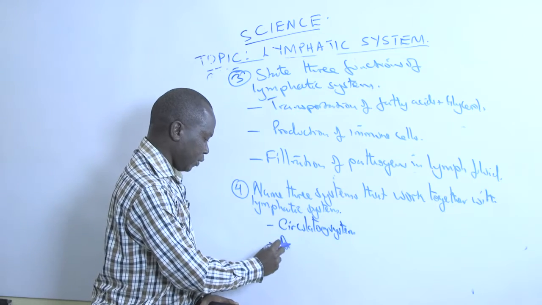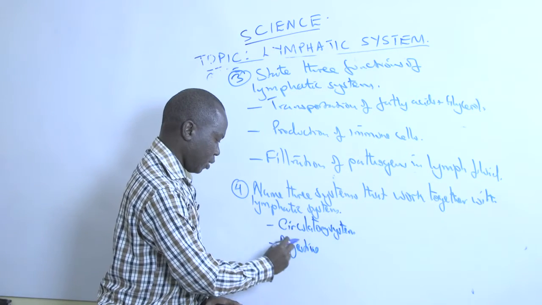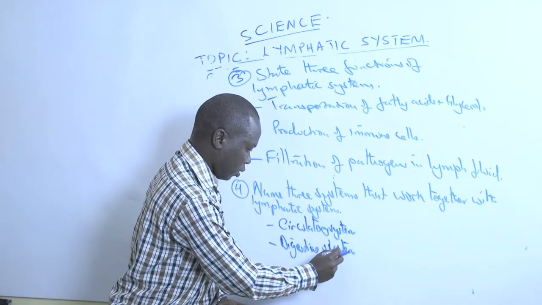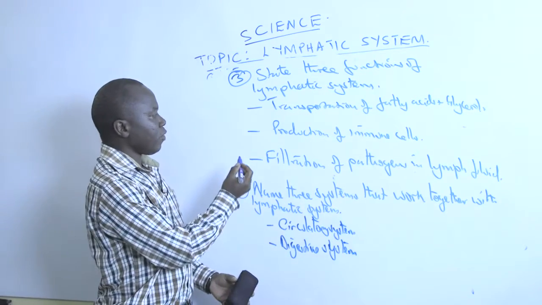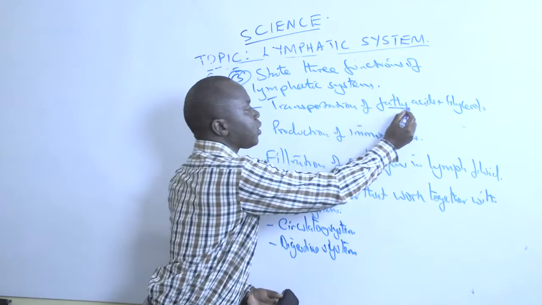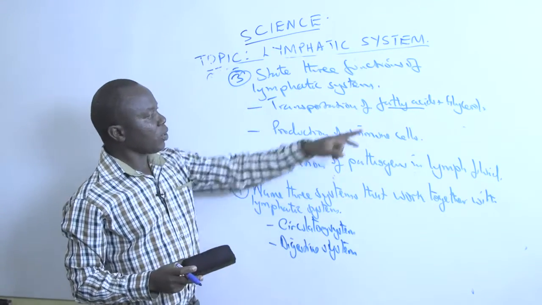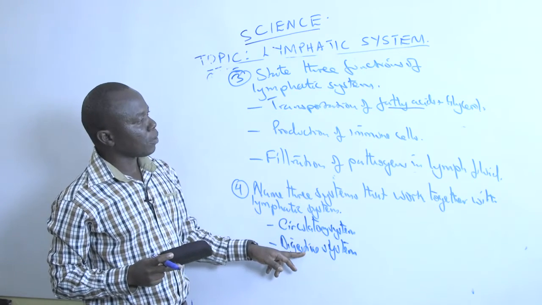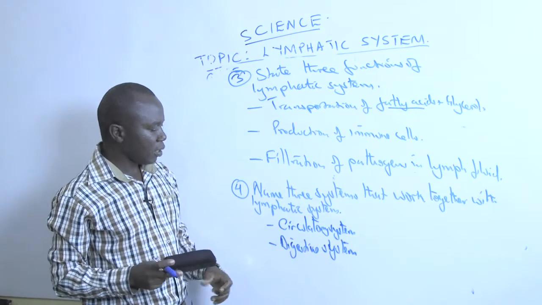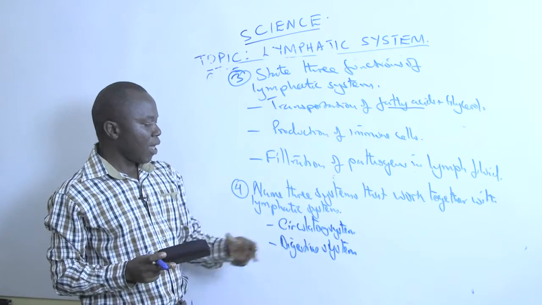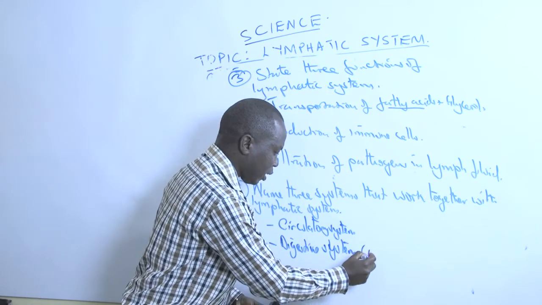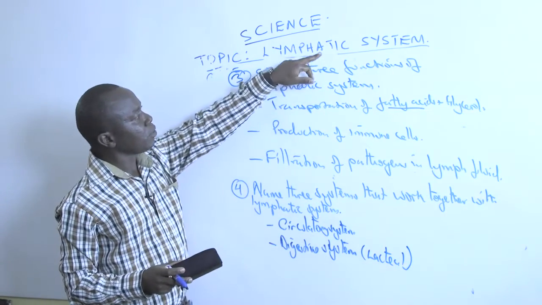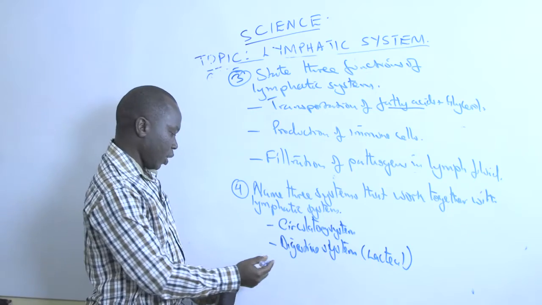Another system is the digestive system. We have seen that, for example, in the transportation of fatty acids and glycerol. For this to happen, first of all, we shall have digestion taking place in the digestive system. Remember, lipids will be digested. They form fatty acids and glycerol. And then we shall have absorption through the lacteal in the villi or villus, and then it will get into the lymphatic system. So there is a connection.